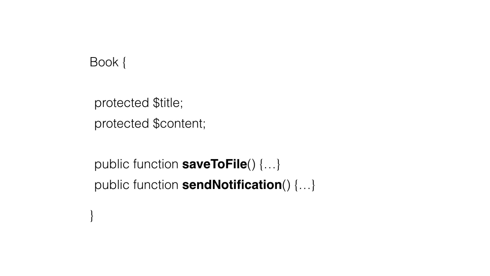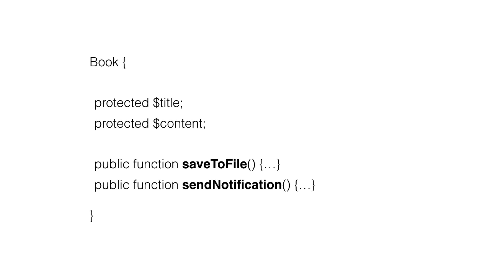Imagine we have a book class, which apart from having its default properties, also contains methods that implement actions such as saving book content to a file and sending notification about the book by email. The question to ask here is: is it book's responsibility to deal with the file system and save content of itself to a file or send notification about itself by email?